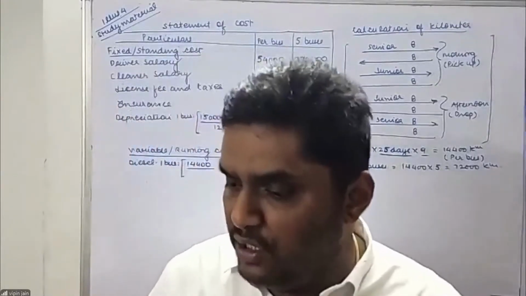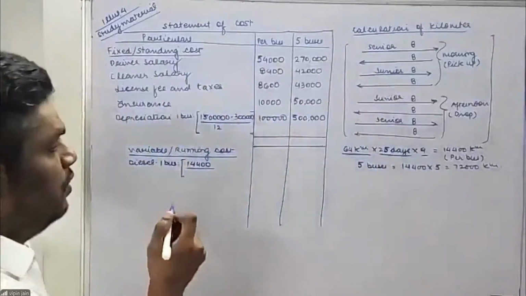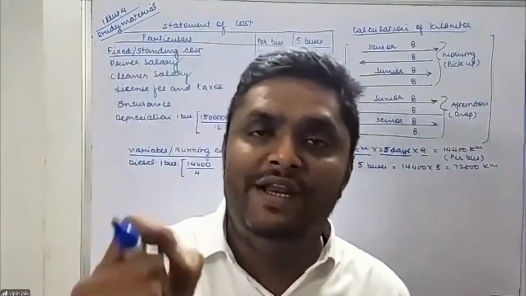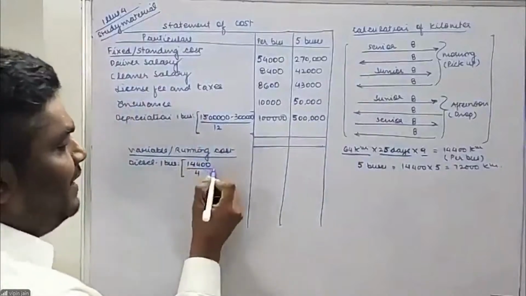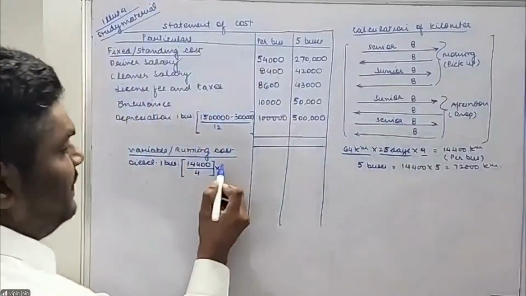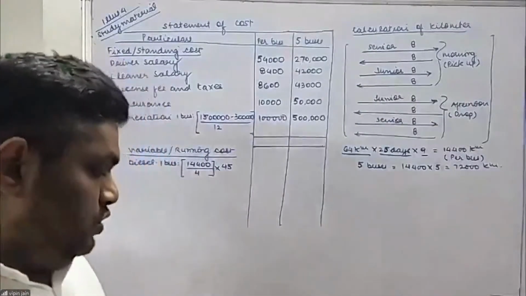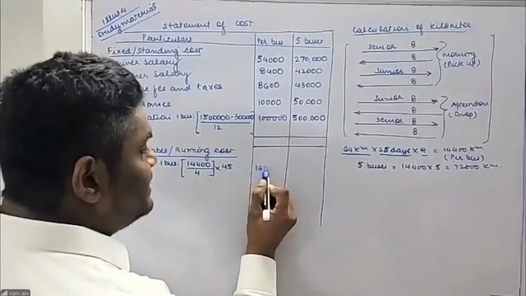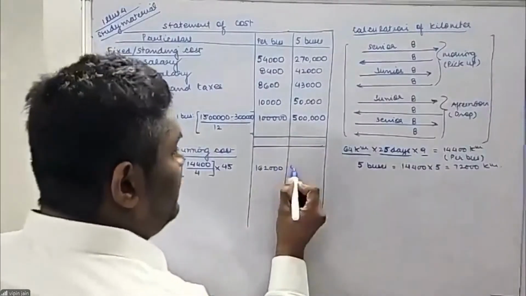So now let's get back to the question. The mileage given by the bus is 4 kilometers per liter of diesel. So 4 kilometers per liter of diesel means in 1 liter the bus travels a total of 4 kilometers. For every liter, the bus works for 4 kilometers. So how much diesel will be required? 14,400 divided by 4. And the cost of diesel is how much? It is 45 rupees per liter. So multiplied by 45. So 14,400 divided by 4 into 45. So 1,62,000 is the cost of diesel per bus. So for 5 buses, it will be 8,10,000.